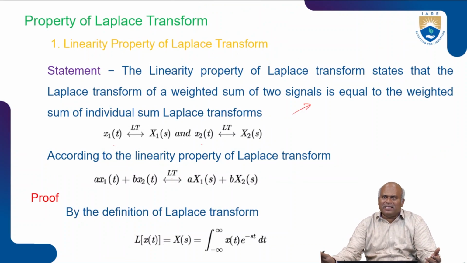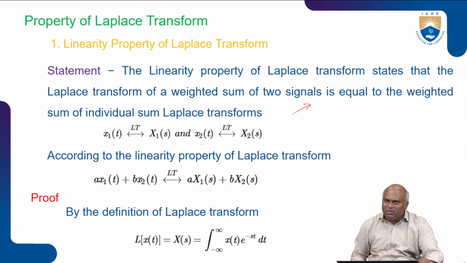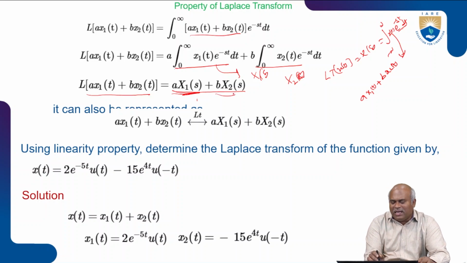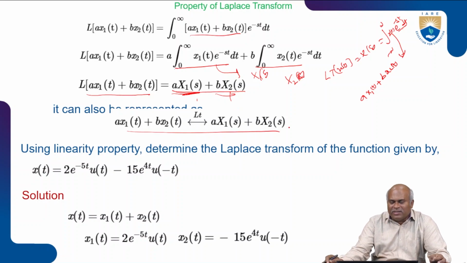The statement says that the Laplace transform of the weighted sum of two signals is equal to the weighted sum of the individual Laplace transforms. So it can also be represented as a x1 of t plus b x2 of t having Laplace transform a X1 of s plus b X2 of s.